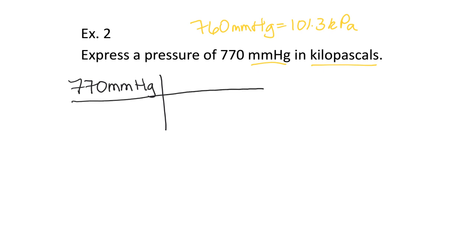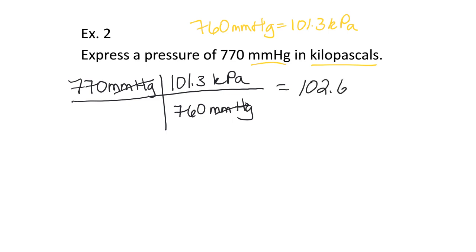Okay, and then we need to put our conversion factor here. So the 760 millimeters of mercury goes on bottom. 101.3 kilopascals goes on top. Now this time we're going to multiply 770 times 101.3 and divide it by 760. And when we do this, we get 102.6 kilopascals.